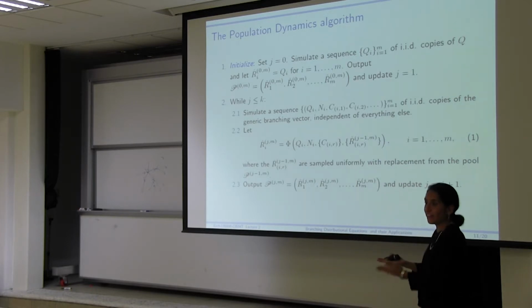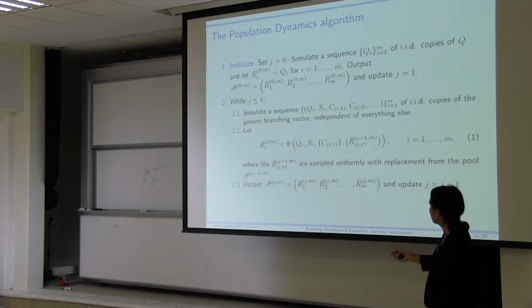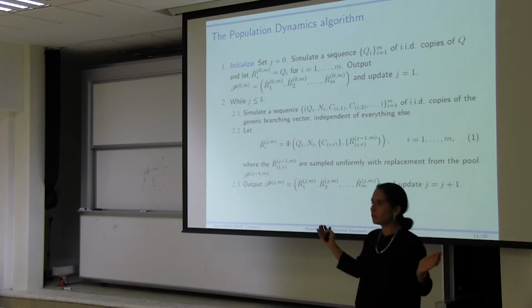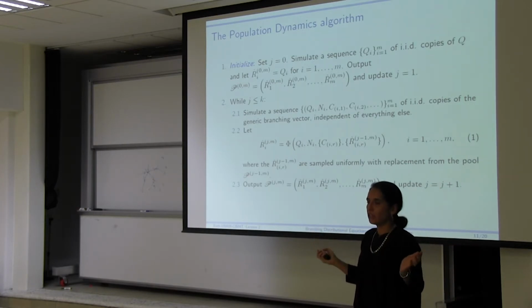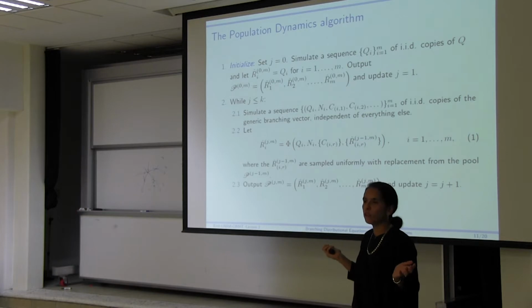And then, for the next level, I'm going to do exactly the same thing with the previous pool. So I keep going from the bottom up, but at all points, keeping the pool size constant. Now, what is going on here? What could go wrong?